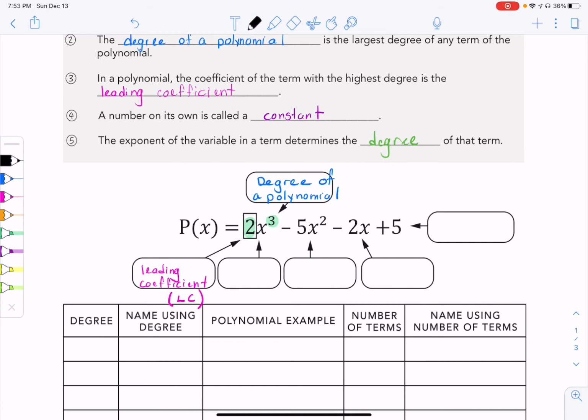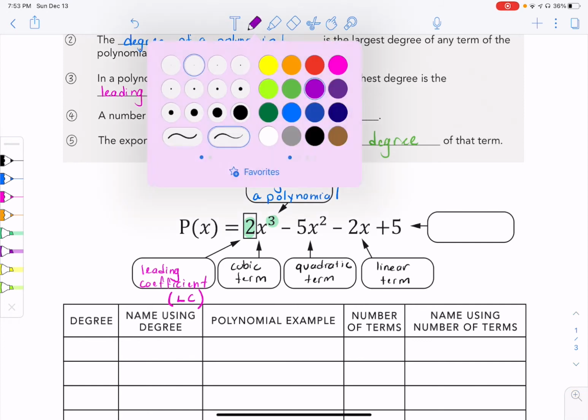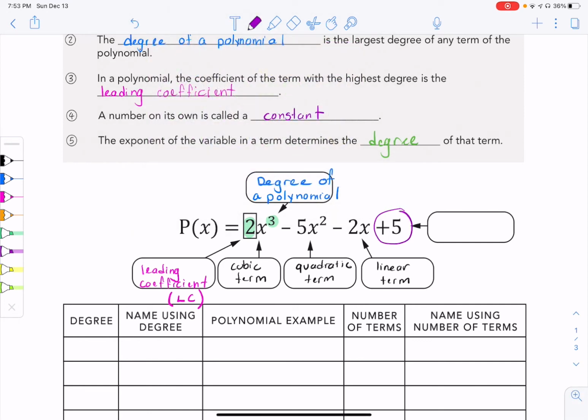And then let's just label some terms. So this right here is pointing to this term, which we would, in this case, call the cubic term. This term has an exponent of 2, so we would call this a quadratic term. This term has an exponent of 1. That's called the linear term. And then lastly, this number right here, a number on its own without a variable, is called a constant.